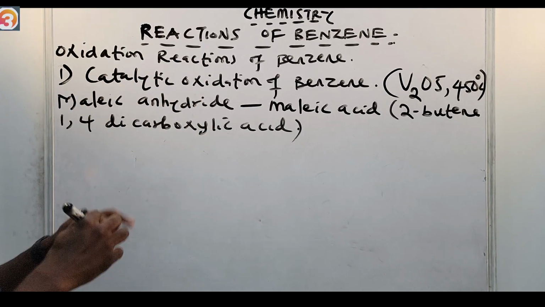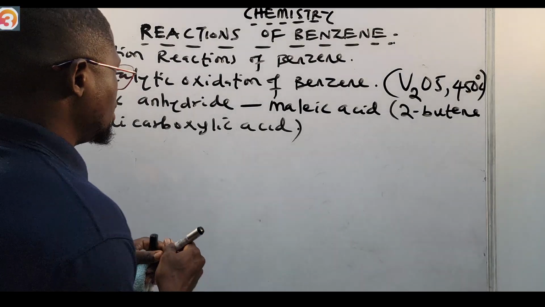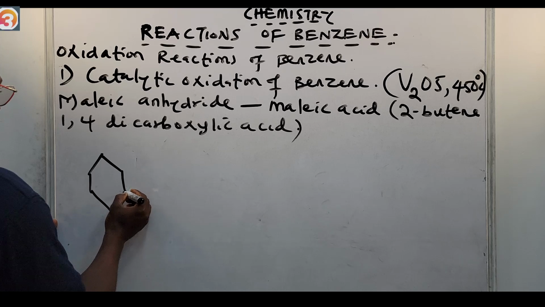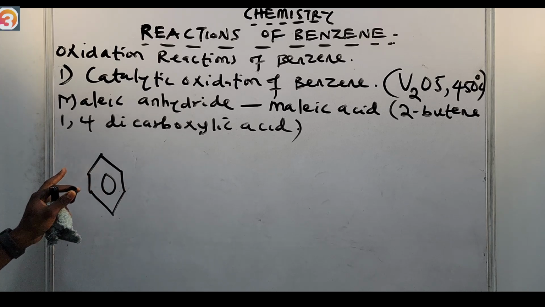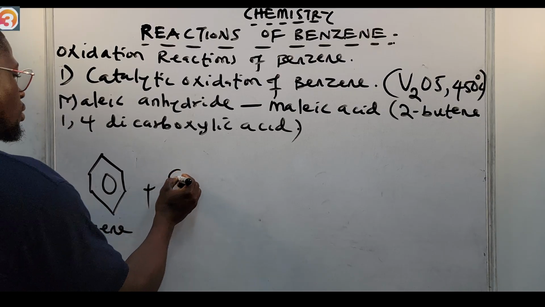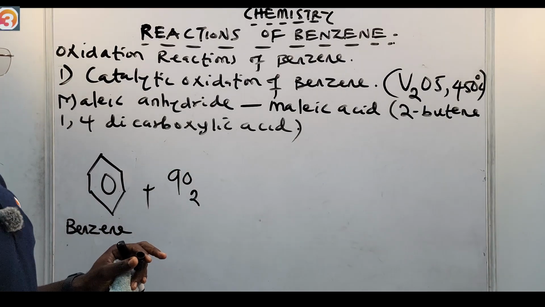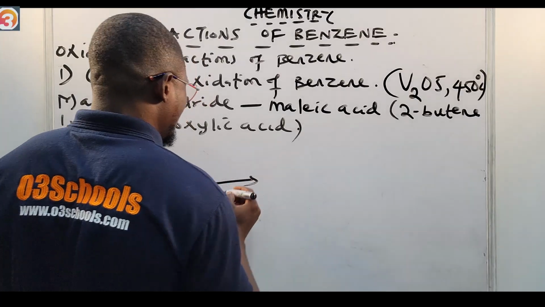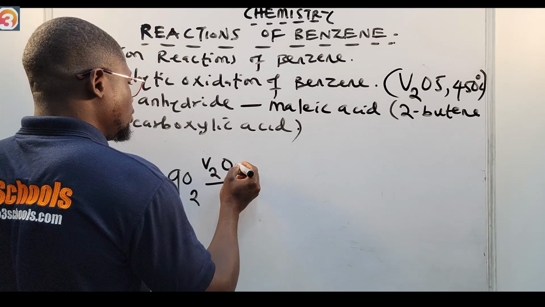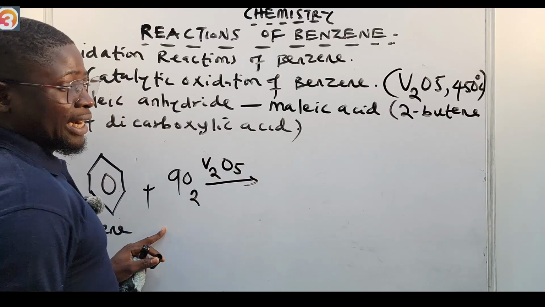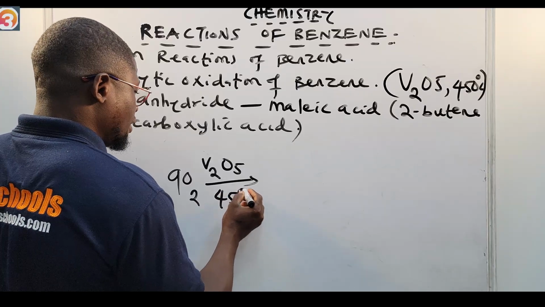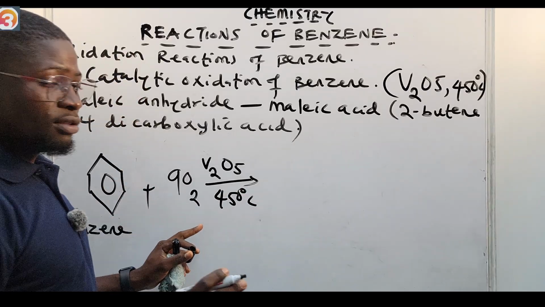First of all, I'm going to write the full equation. I'm going to have your benzene. Don't mind my weary benzene. This is your benzene. Then it reacts with 9 molecules of oxygen. Take note of that. Then the reaction condition is vanadium oxide, V2O5, or vanadium pentoxide, and the temperature is 450 degrees Celsius. We say this gives us maleic anhydride.